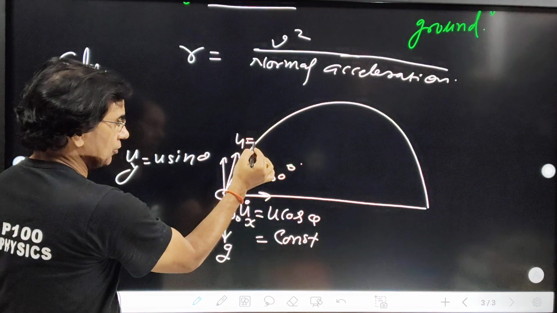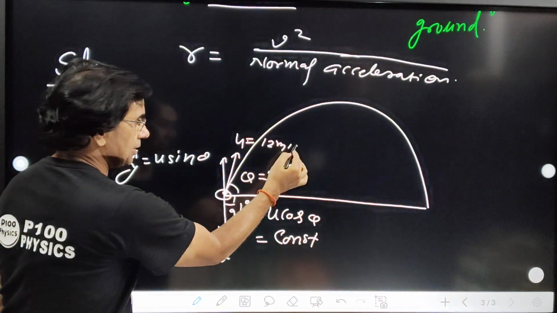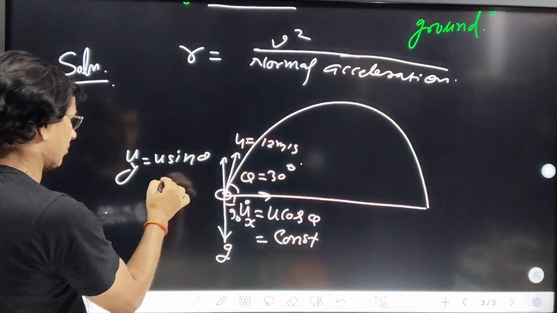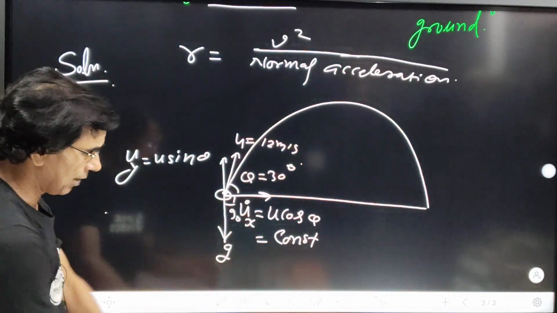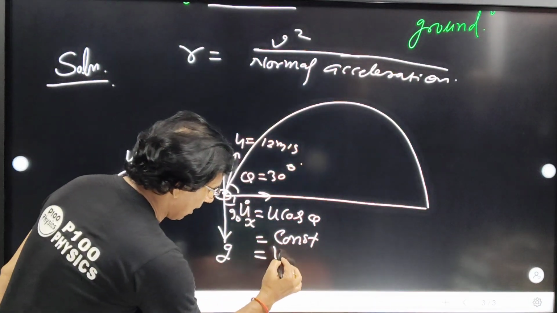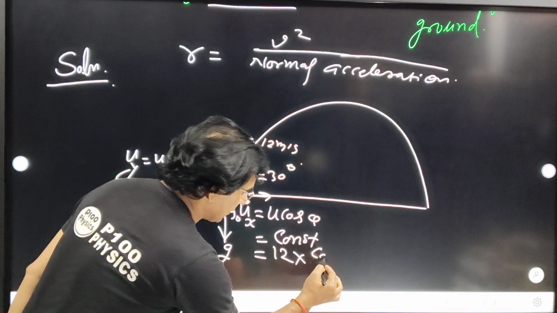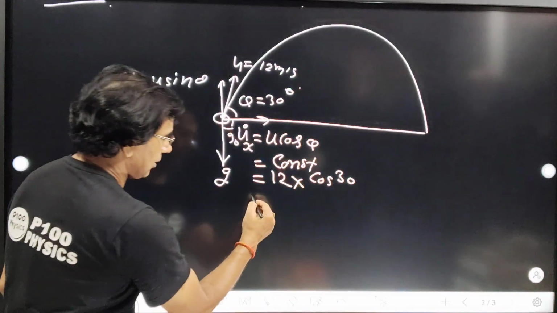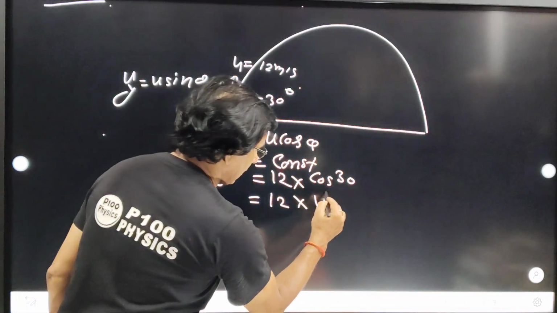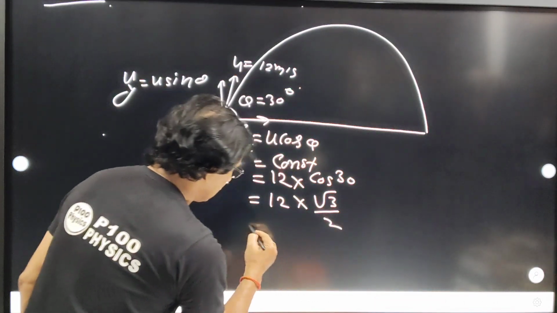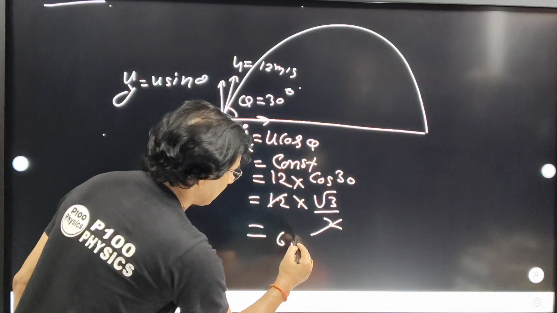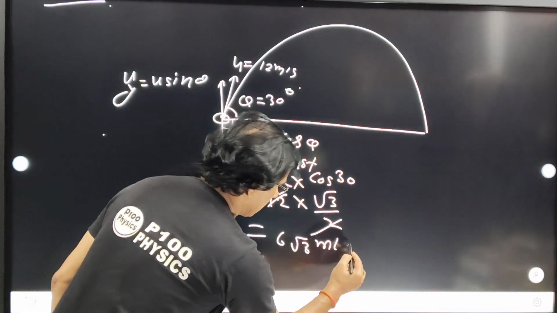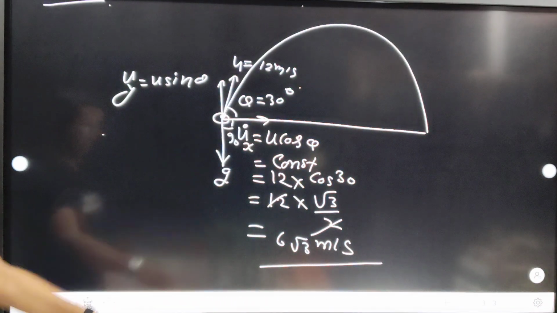Putting the values, the angle given in this question is 30 degrees, and the velocity of projection is 12 meters per second. What will be the horizontal component? 12 into cos 30. How much will that be? 12 into cos 30, root 3 upon 2. You will get 6 root 3 meters per second.